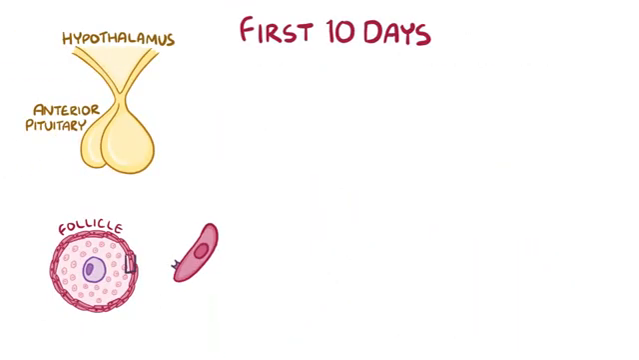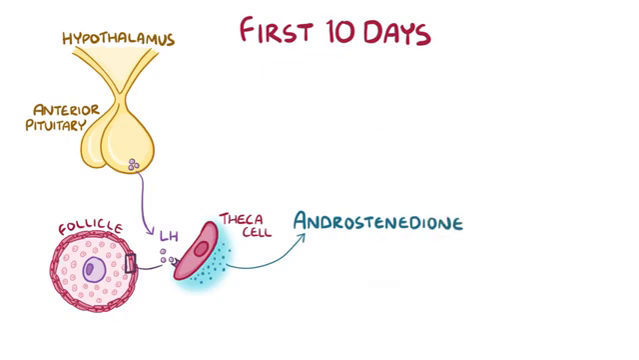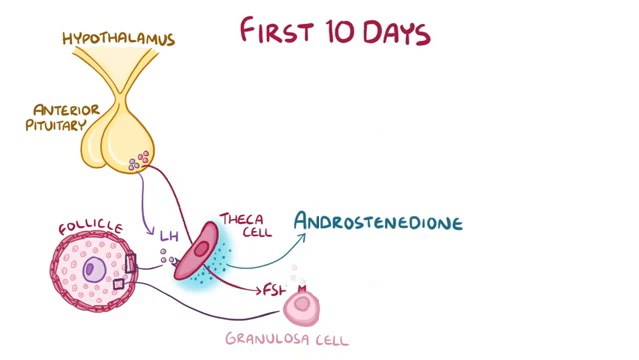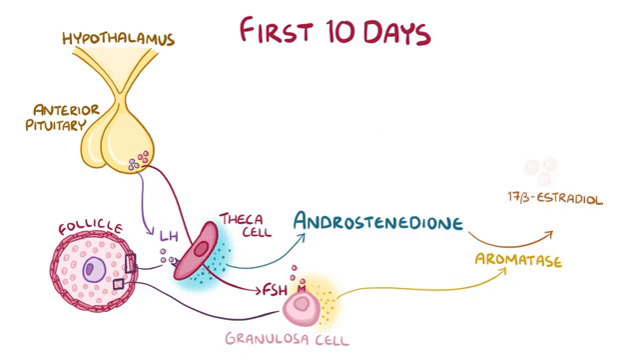During the first 10 days, theca cells develop receptors and bind luteinizing hormone, and in response, secrete large amounts of the hormone androstenedione, an androgen hormone. Similarly, granulosa cells develop receptors and bind follicle-stimulating hormone, and in response, produce the enzyme aromatase. Aromatase converts androstenedione from the theca cells into 17-beta-estradiol, which is a member of the estrogen family.